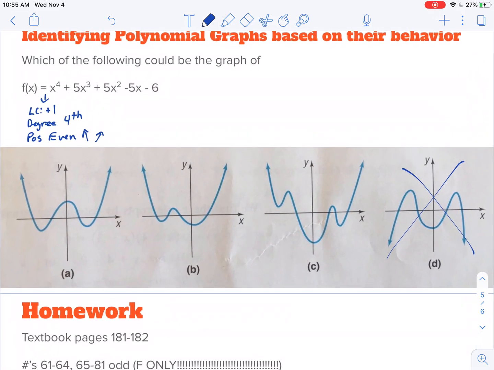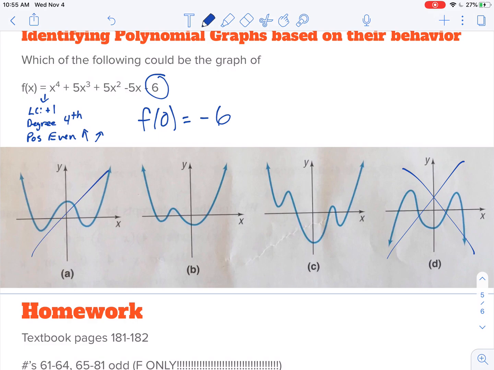Next thing that I'm going to look at here is my y-intercept. My y-intercept is going to be -6. You'll quickly see as you plug 0 into all those terms, those go away. And I can just immediately say here that f of 0 is -6. That means I have to have a negative y-intercept. That could be B or C. I have no clue what this scale is. That's fine. I can say that it's not this graph here.